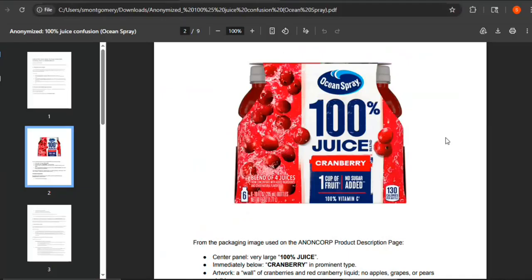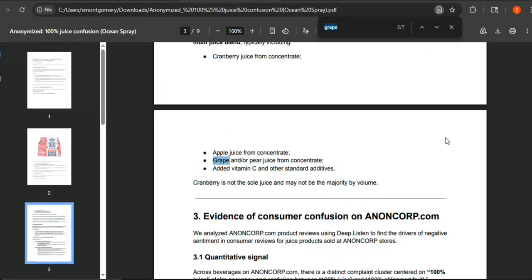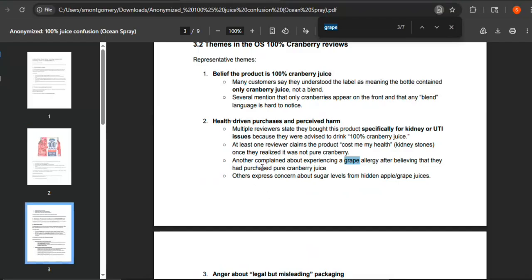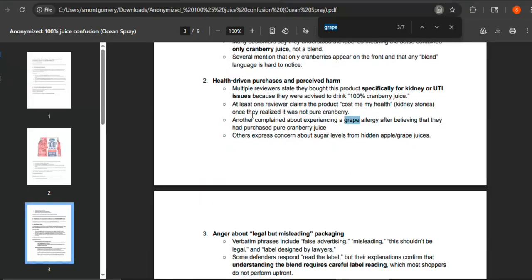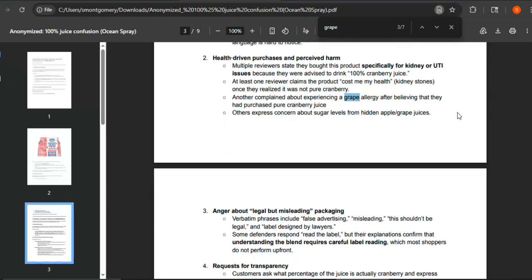And not only are they dissatisfied, but they're experiencing health issues. As we can see, a customer complained about a grape allergy because they believed that they had purchased pure cranberry juice. We see one reviewer claim that the product cost me my health due to kidney stones once they realized it was not pure cranberry. These blended juices were making the kidney stones worse. Multiple reviewers state that they bought the product specifically for kidney or UTI issues because they were advised to drink 100% cranberry juice from their doctor, and obviously this would not have worked.